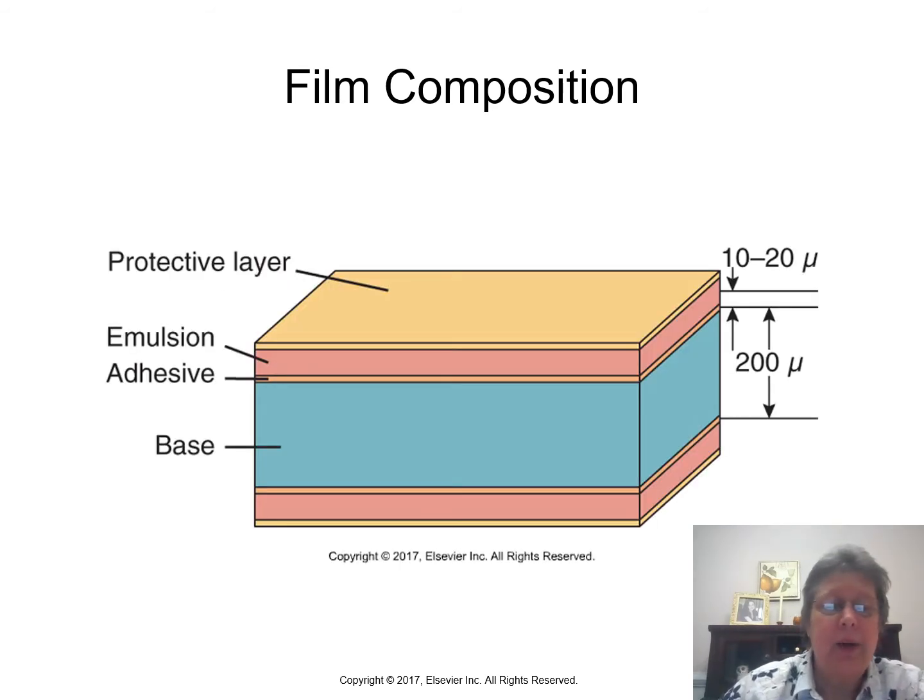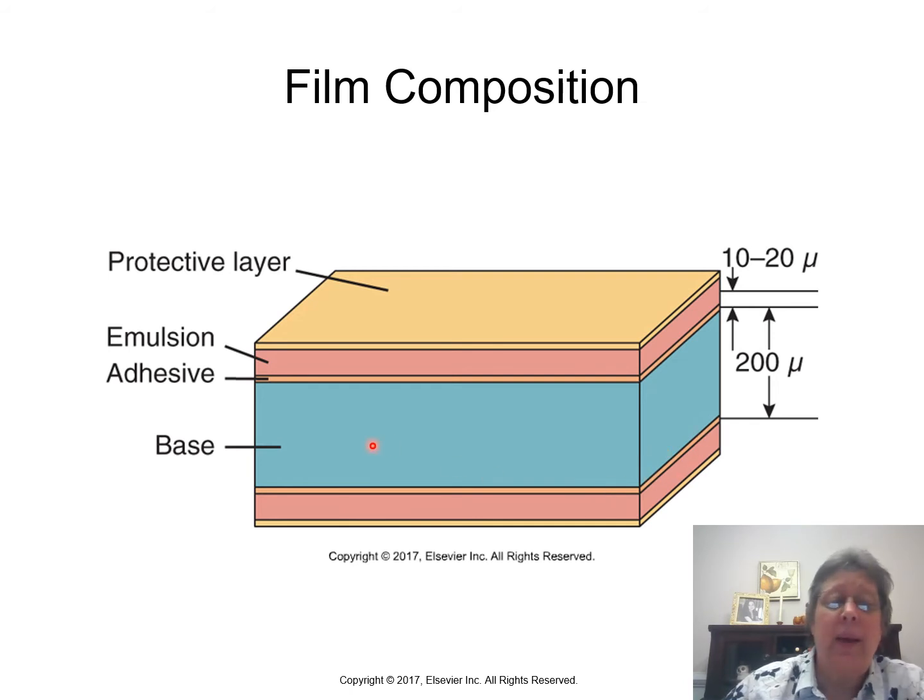This is just a diagram showing you the different parts that we just talked about for the film. This is the film base itself. This is a plastic 0.2 millimeters in thickness or 200 microns. It is coated on both sides by this thin layer of adhesive. The adhesive is similar to a glue.